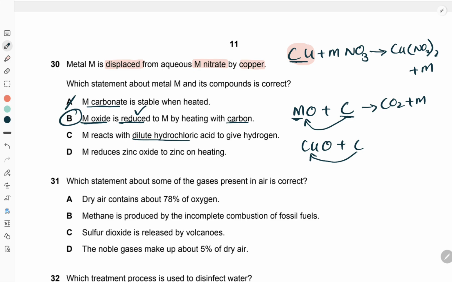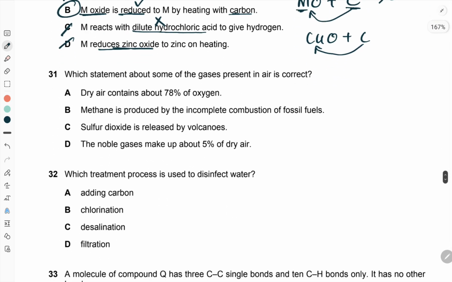Metal reacts with dilute HCl. It does not react with dilute, it reacts with concentrated. So the metal present lower in the reactivity series reacts with concentrated acid. It cannot reduce zinc oxide because zinc is more reactive. So B is the correct answer.